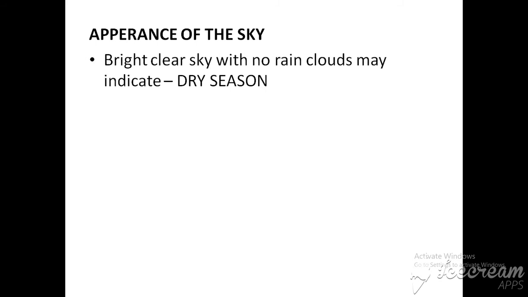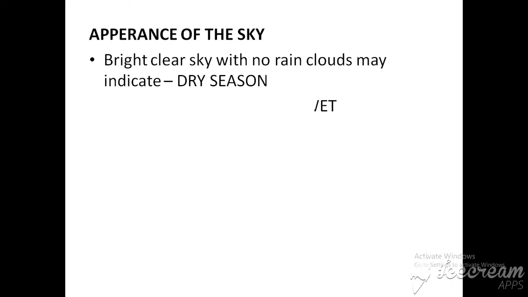Then also we have another factor. We can look at the appearance of the sky. The appearance of the sky also can help us to know the season from which the photo was taken. For example, bright clear sky. If the sky is clear without clouds, it may indicate that it is dry season.